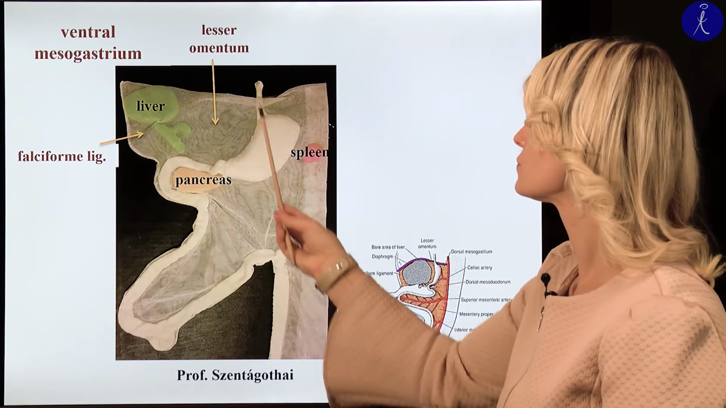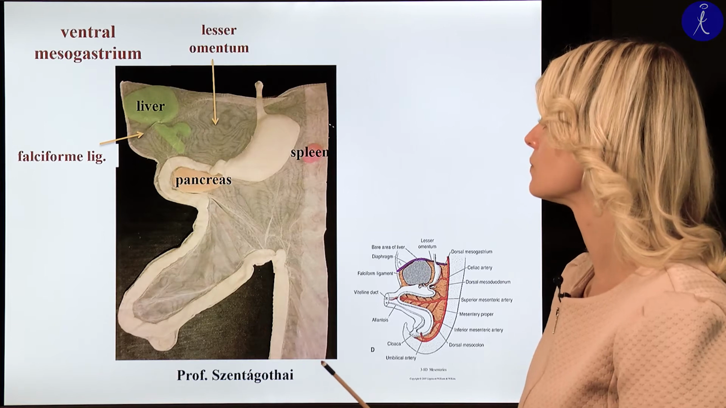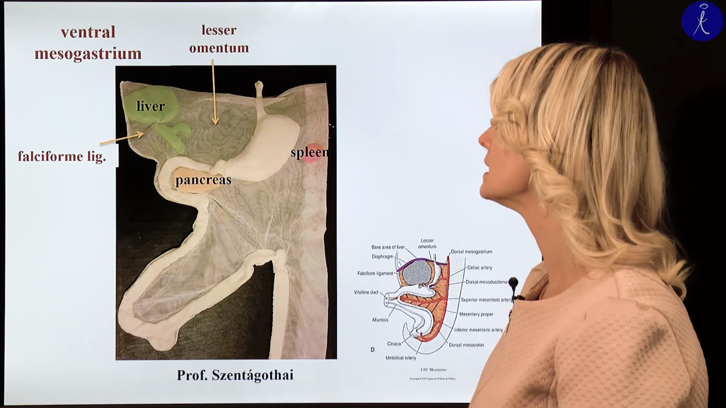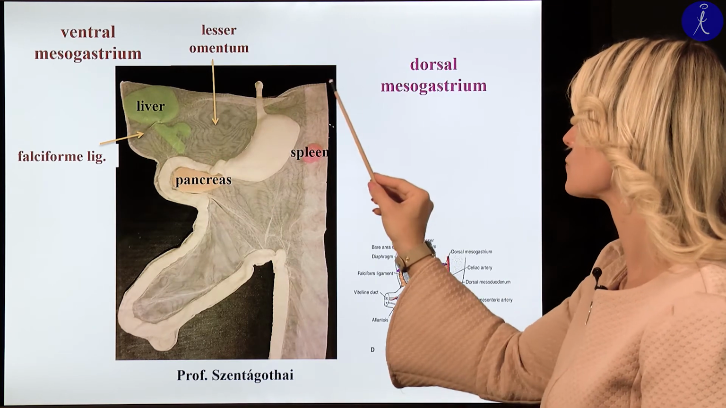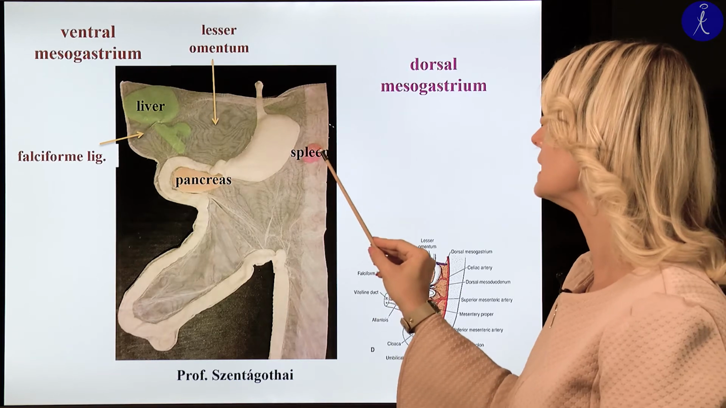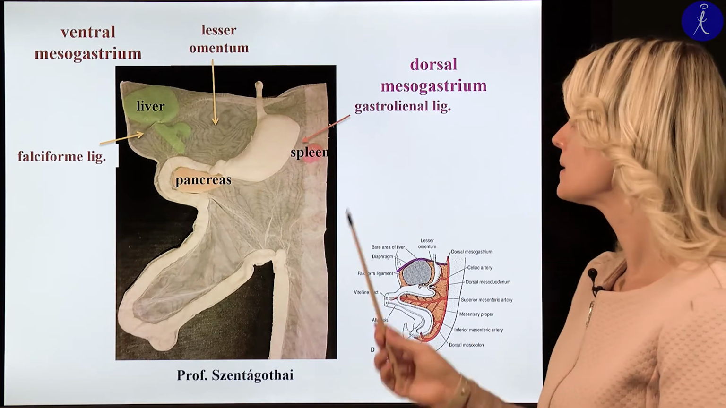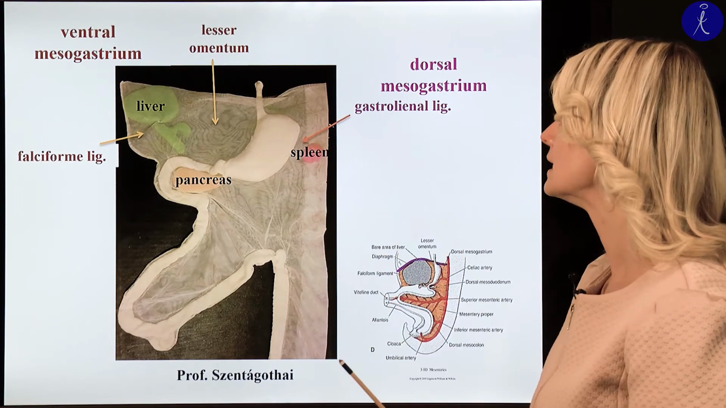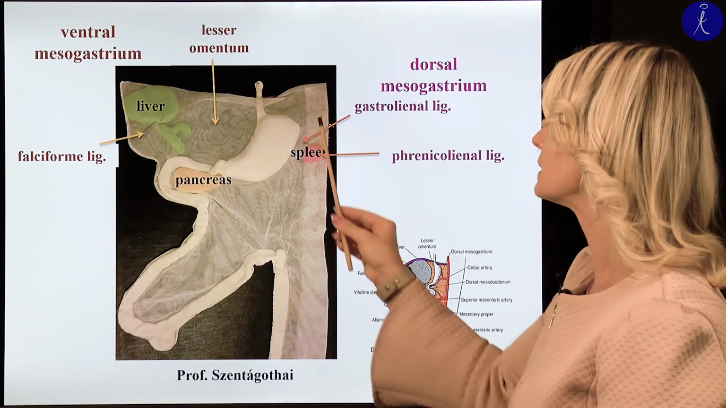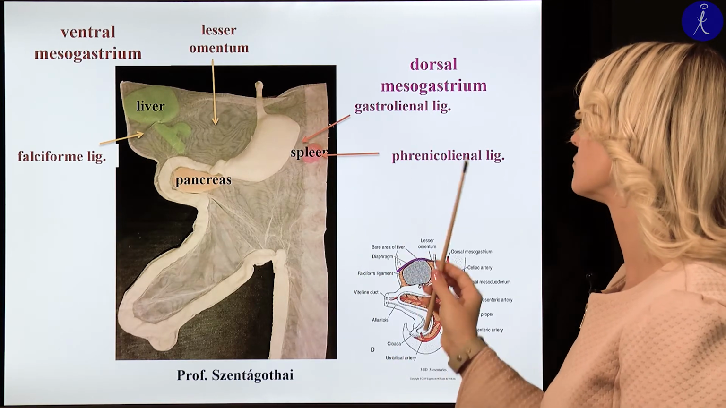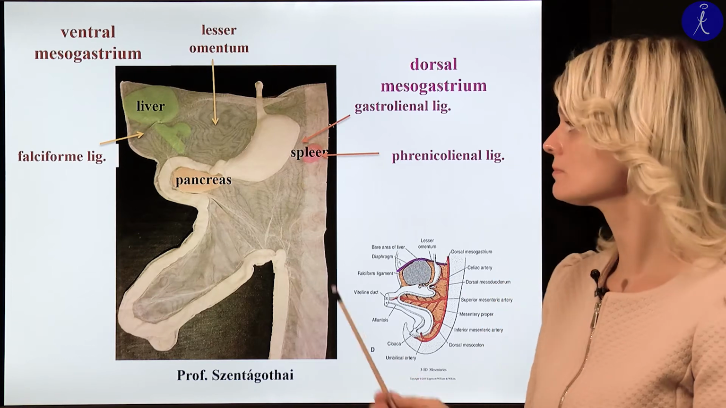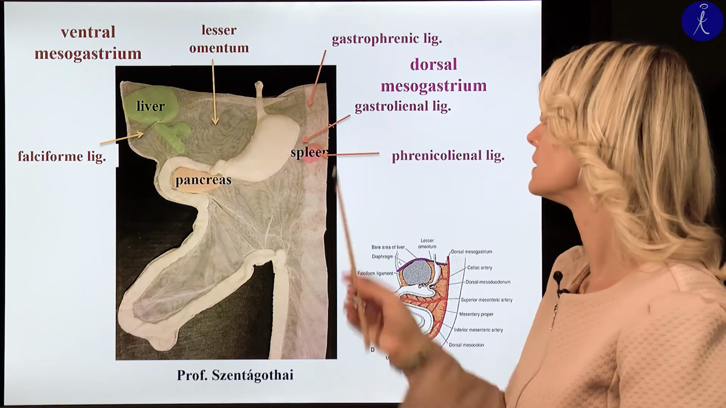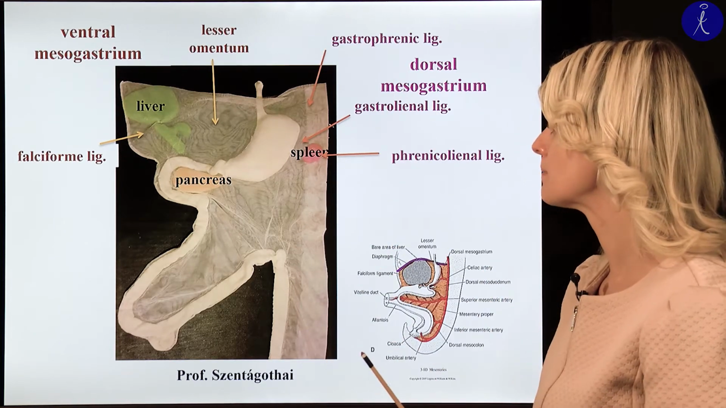Between the liver and the stomach, the lesser omentum is visible, which we can divide into the hepatogastric and hepatoduodenal ligament. And here we can see the dorsal mesogastrium. The spleen divides it into two main parts. Between the stomach and the spleen, we can talk about the gastrosplenic ligament, and between the spleen and the diaphragm, the phrenicosplenic ligament. The upper part of the stomach is fixed to the posterior body wall by the gastrophrenic ligament.